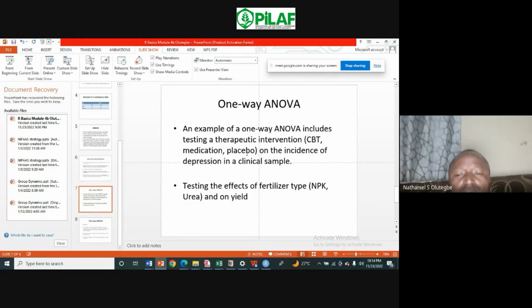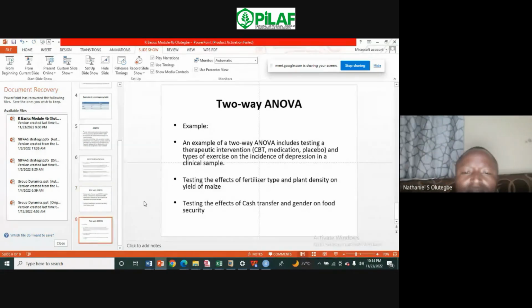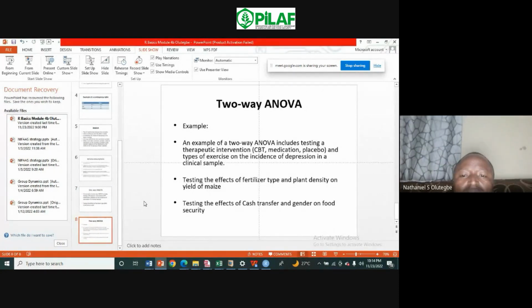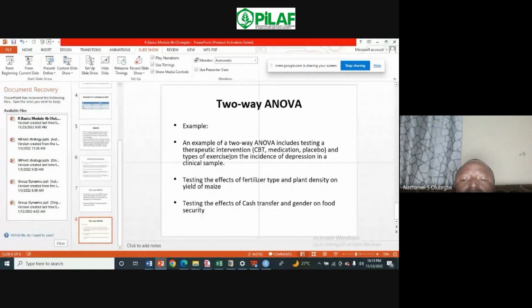So you want to make use of t-test because it's the most appropriate for that kind of scenario. Yes, we have two-way ANOVA, in which case we are talking about two variables, two factor variables. An example is testing a therapeutic intervention like CBT, medication, placebo, and types of exercise. That's another factor variable. When you say types, this also implies categories, types of exercise on incidence of depression. So the two factors are therapeutic intervention, 1, then types of exercise, 2. We are using it to test depression in a clinical sample.